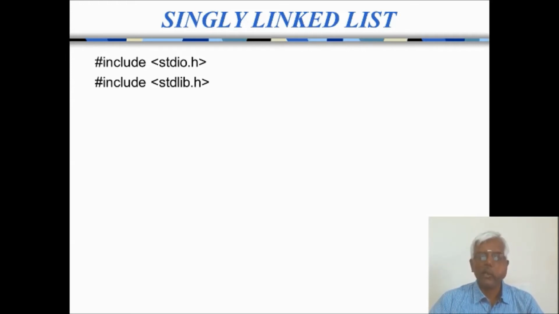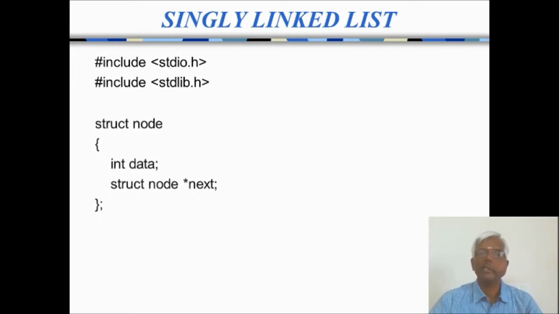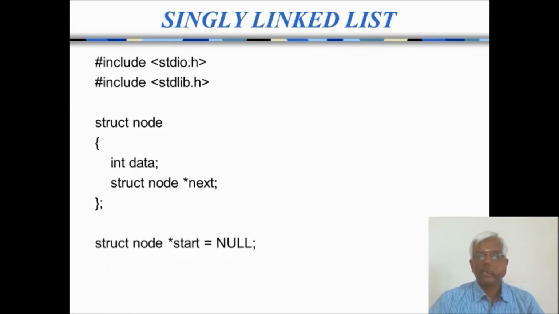Next, node creation. We first have to define the structure of the node, which we already discussed. So this is the structure of the node: struct node, open curly braces, finally close curly braces. There are two fields, one for data and another for next. In our example, we are going to consider the data part as a single element with integer content. Next one is struct node start equal to NULL.